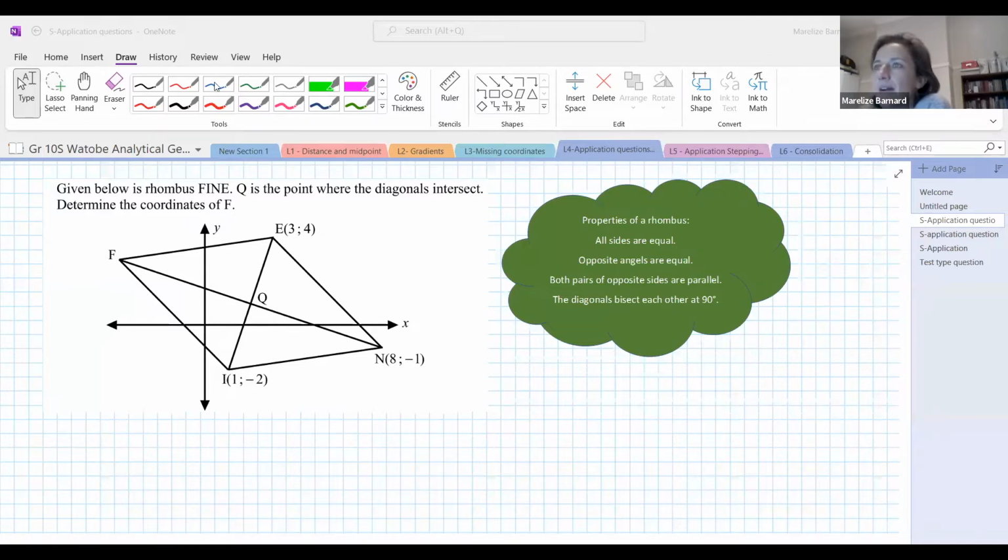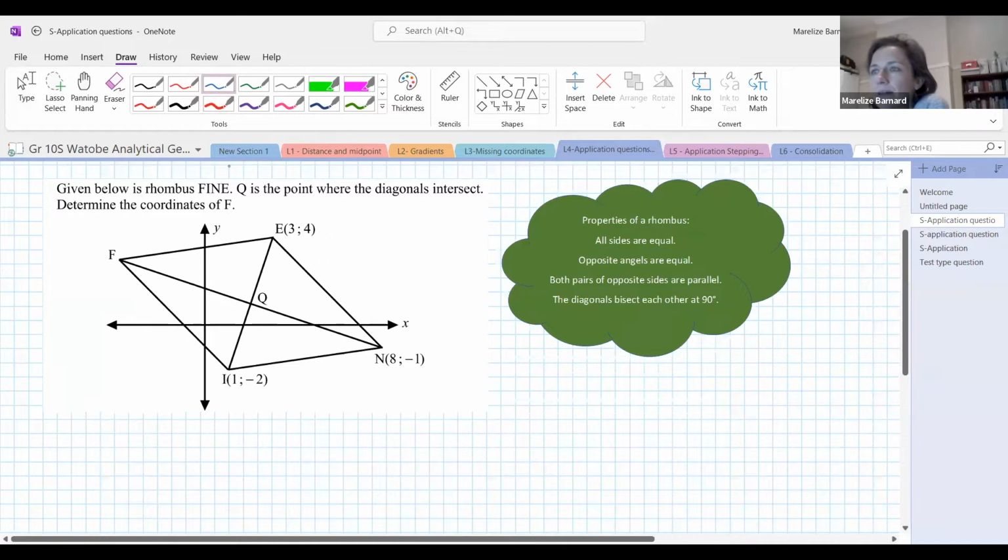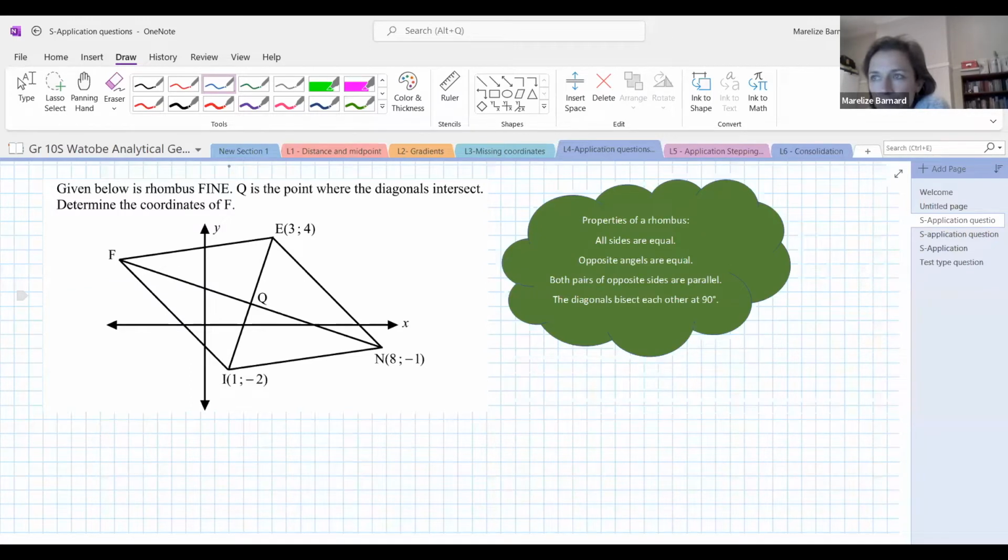What I was thinking is that by using EI, we can find the midpoint Q. And when we get the midpoint Q, we can use it to find the coordinates of F. Since we have two known variables, we can create an equation and find the coordinates of F. Wonderful. Okay. Right. So, Yenzi, what do you want to add? Yenzi, did you change your mind?